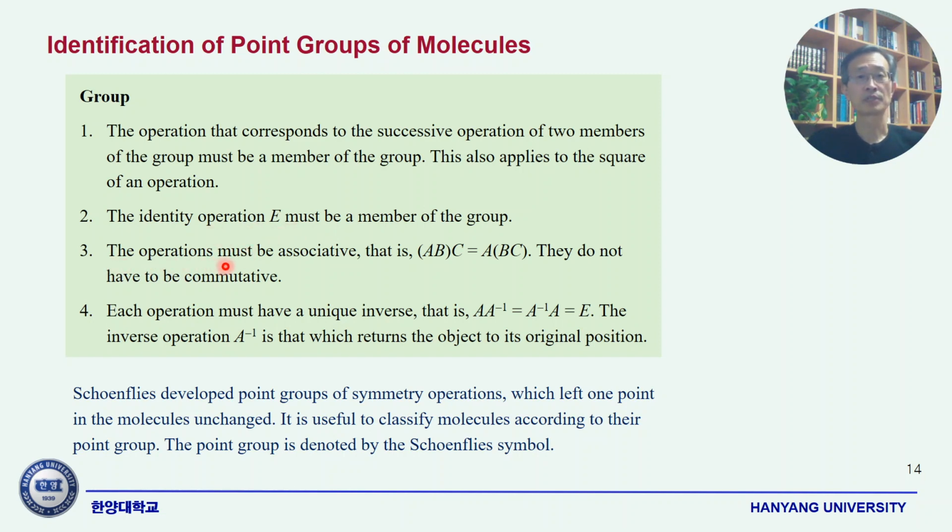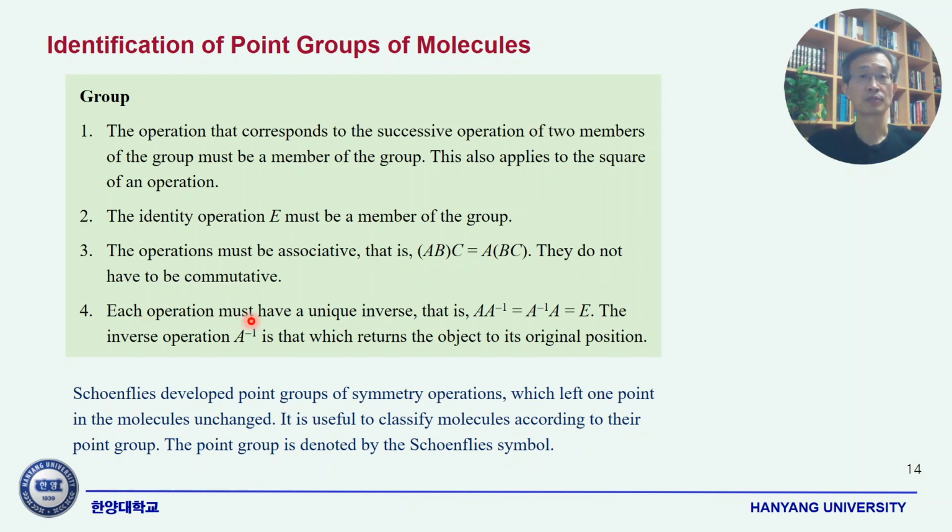Number three, the operation must be associative, meaning that if you do three operations, you do AB operation first and then apply that to C, or you do BC operation first and then A operation. So this is an associative relationship. Members of a group must be associative, but they do not have to be commutative.